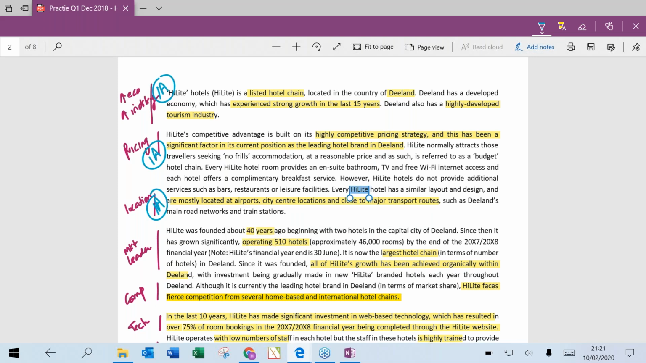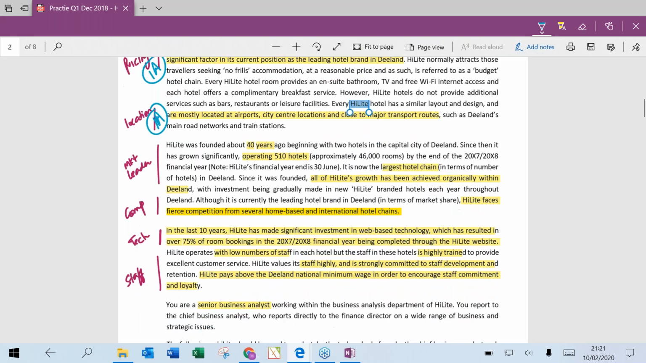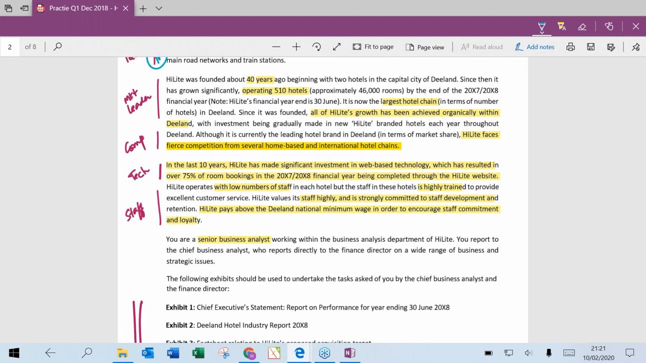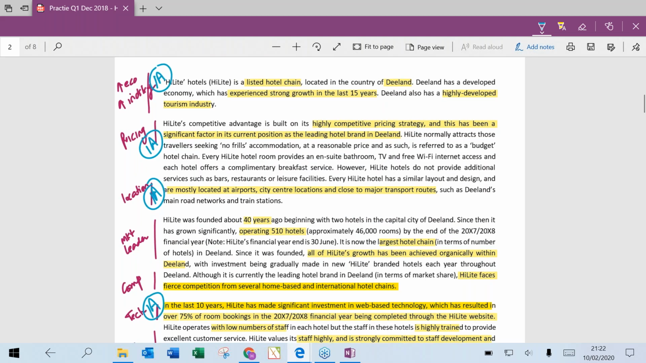They are a market leader, largest chain, organically grown, faces stiff competition. Facing competition is not a success factor. Market leader is not a success factor. They are a market leader because of the success factors. Technology is a success factor. Staffing is a success factor. Human resource. So now you understand what I just mentioned about the question numbers.